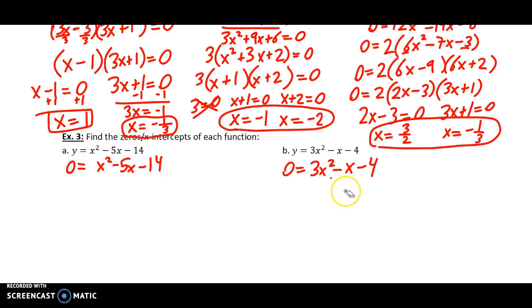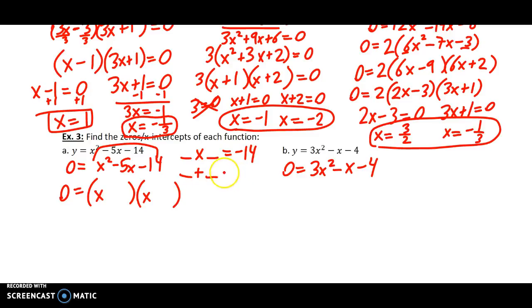So first things first, GCF. Doesn't happen to be one. So I drop the squared like it's hot. And then I multiply the first and last terms. 1 times -14, it happens to just be -14. So what multiplies to -14, excuse me, and adds to -5? Well, that would be a -7 and a +2. So we have -7 and +2.